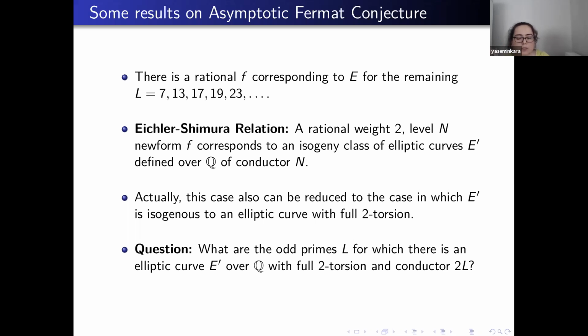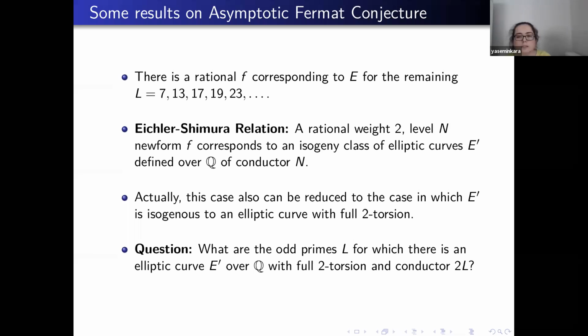Again, by using some theorems, in each case you get rid of some cases. And finally, you have a case where you have E prime, which is isogenous to an elliptic curve with full 2 torsion.